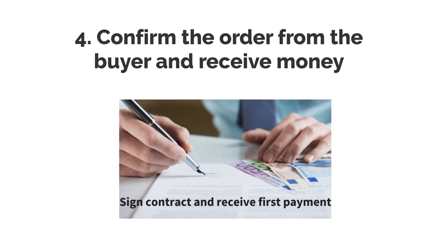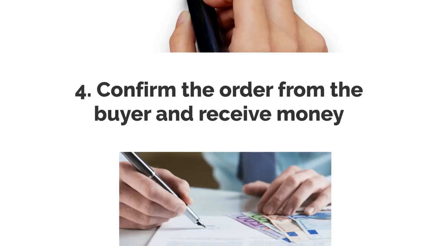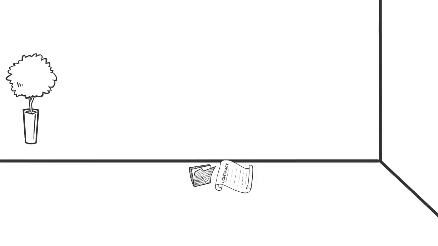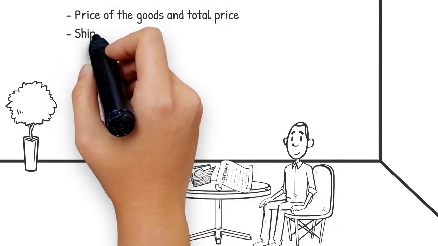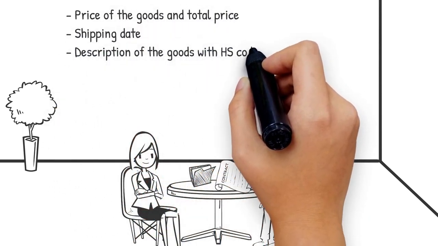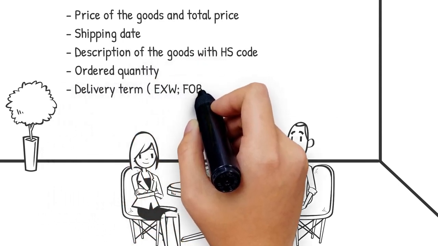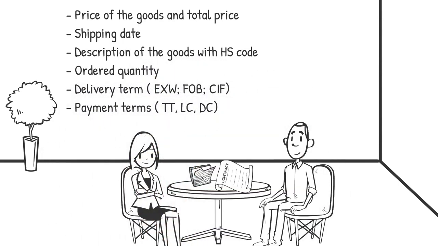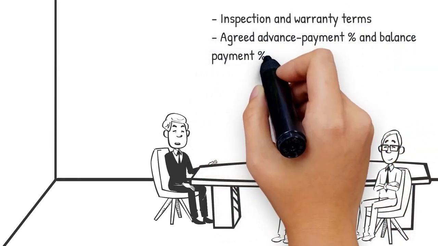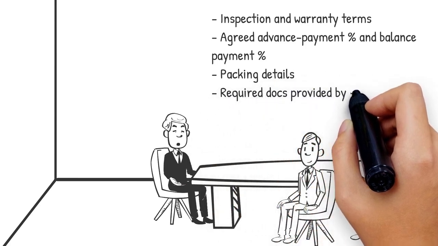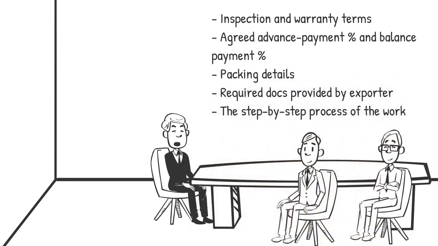4. Confirm the order from the buyer and receive money. In the contract, all important terms and conditions need to be stated and confirmed: price of the goods and total price, shipping date, description of the goods with HS code, ordered quantity, delivery term (EXW, FOB, CIF), payment terms (TT, LC, DC), inspection and warranty terms, agreed advance payment percent and balance payment percent, packing details, required docs provided by the exporter, and the step-by-step process of the work.